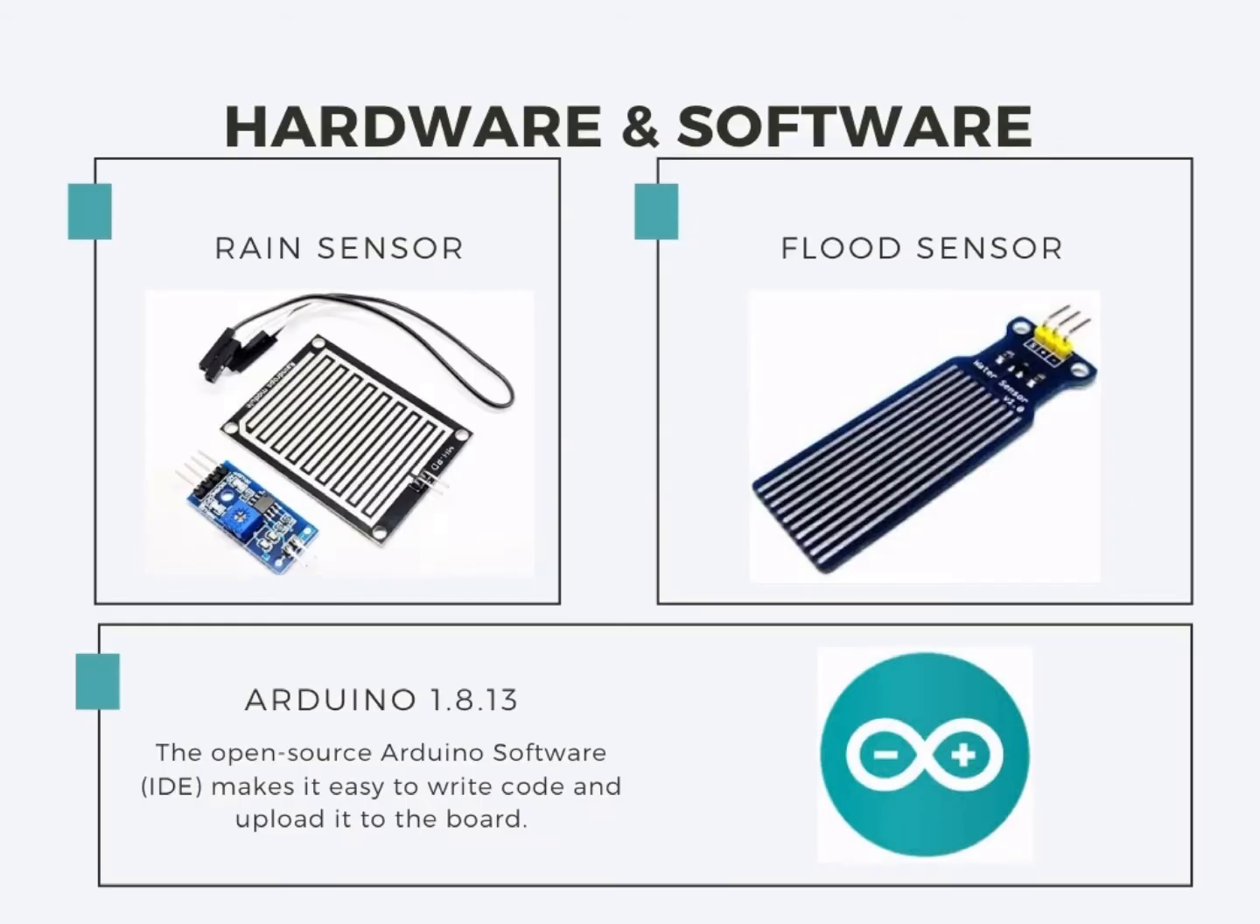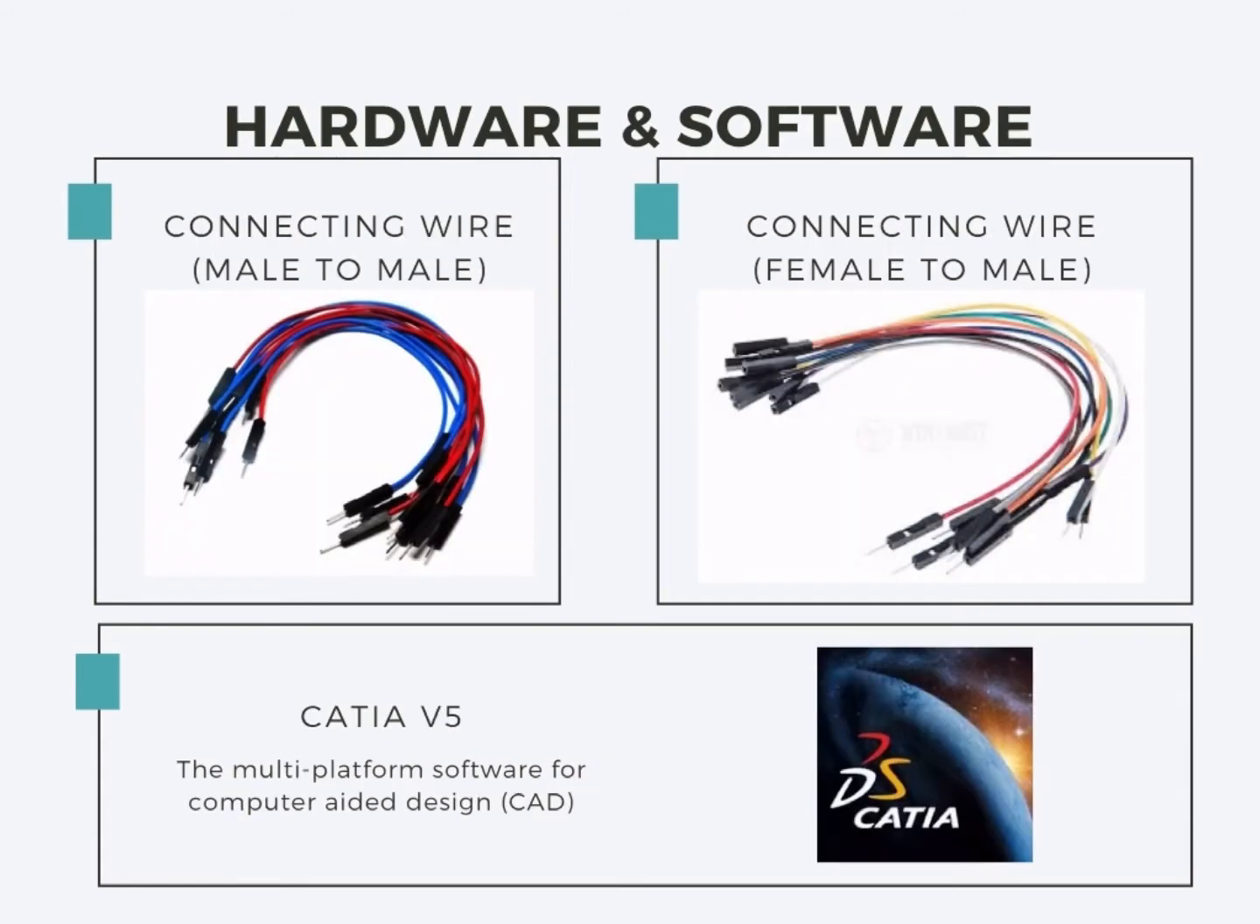So here are the hardware and software for this project. I use a rain sensor, a flood sensor, and the Arduino software, which is open source software to write code and upload it to the board. Then I am using connecting wire, male to male type, 16 units. For the connecting wire female to male, I am using only 8 units.